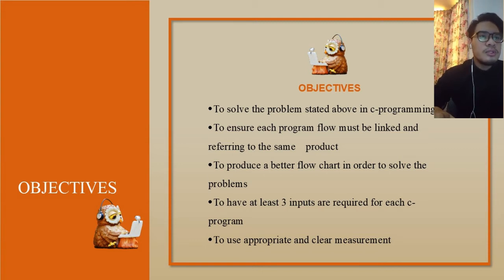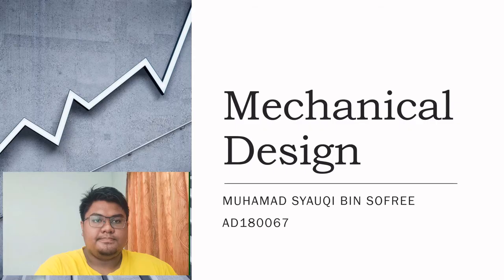Second is to ensure each program flow must be linked and referring to the same product. For the third objective, to produce a better flow chart in order to solve the problem. The fourth objective of this group project is to have at least 3 inputs required for each program. And the last objective is that we need to use appropriate and clear measurements. That's all from me for the introduction part. Thank you very much.